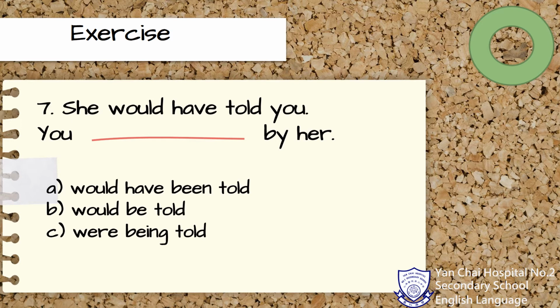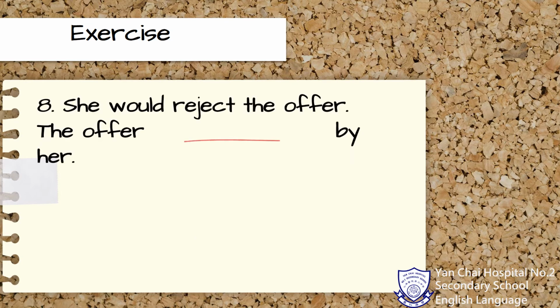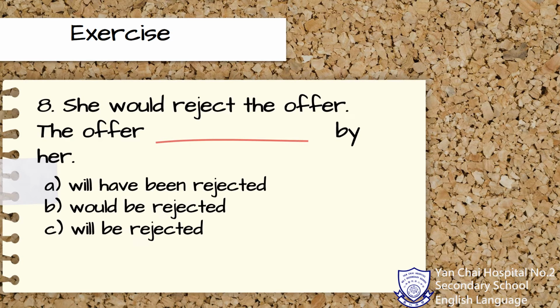Time's up. She would have told you. It's the active voice. So for passive voice, we need to add been. That's why the answer is you would have been told by her. Number 8. Again, you have 20 seconds.